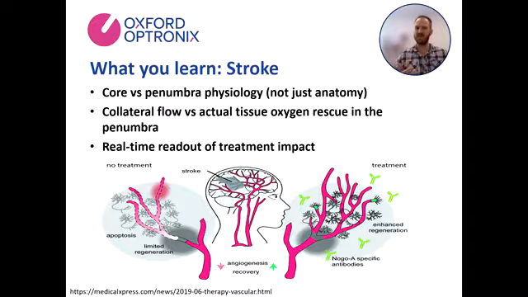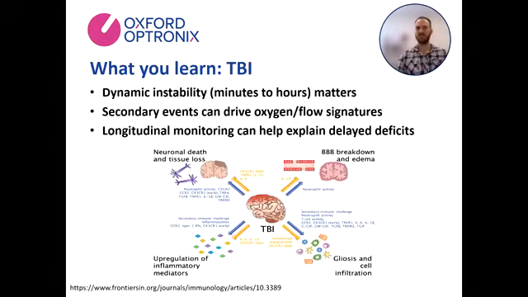Trauma is another place where these signals earn their keep, especially because physiology can be episodic. With TBI, much of the injury isn't actually the first hit. It's what happens after over minutes to hours. Secondary events can drive signatures in flow and oxygen that you'd never catch with a single snapshot. And if you've ever had a study where behavior worsened later and you weren't sure why, this can often be the missing link. Longitudinal physiology helps you see whether there were repeated insults along the way that may help explain an endpoint.